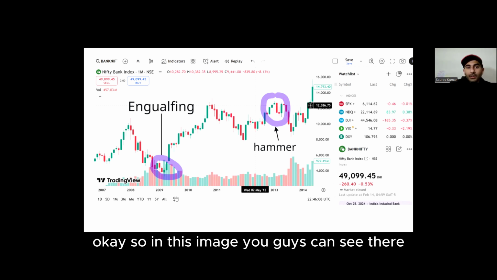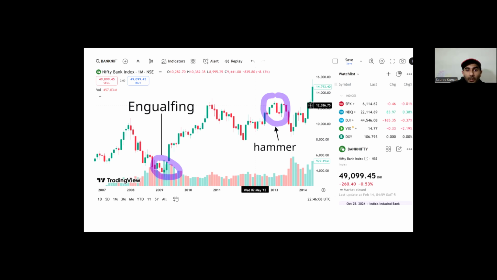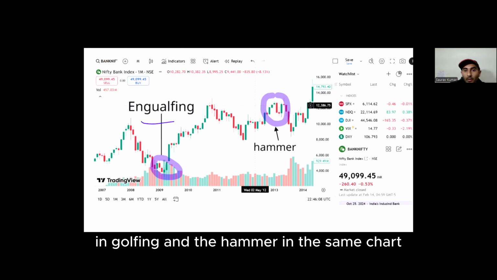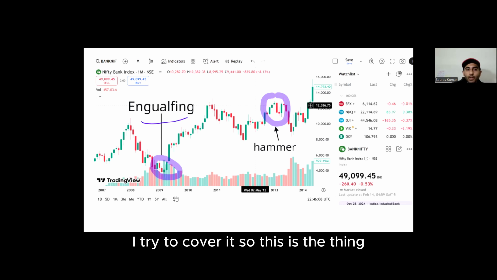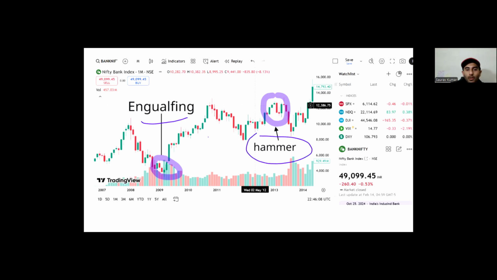Okay, so in this image you can see the engulfing and the hammer in the same chart. I tried to cover it. So this is the thing. Okay, let's go back.